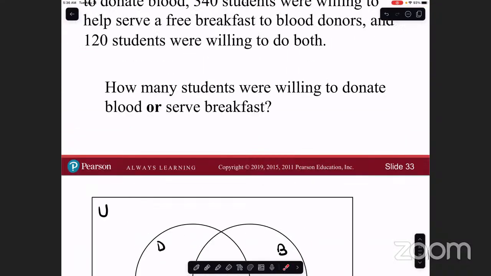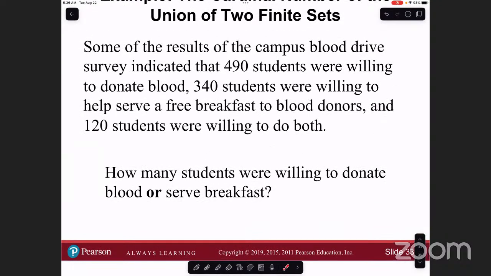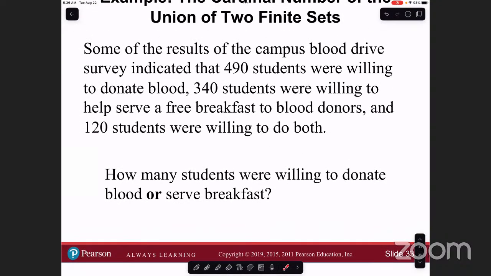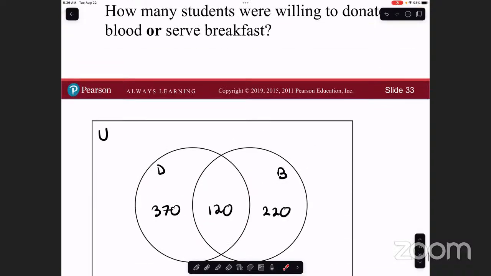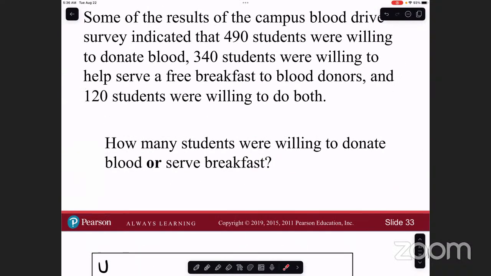Okay. As far as willing to donate blood, it was 490. So then 490 minus 120, I guess it's 370 here. Because again, if the students that are willing to donate blood is 490, that means this circle needs to total to 490. Okay. And then there's one more. We need to get that final region outside of these two circles.